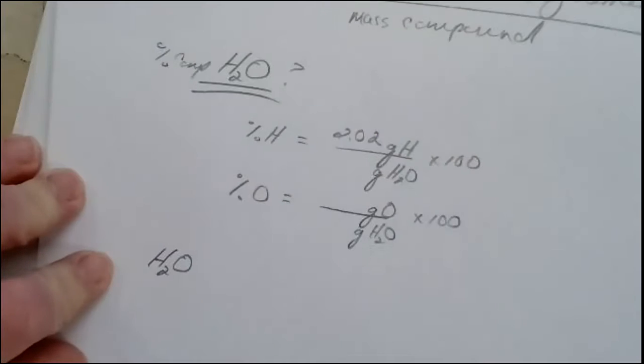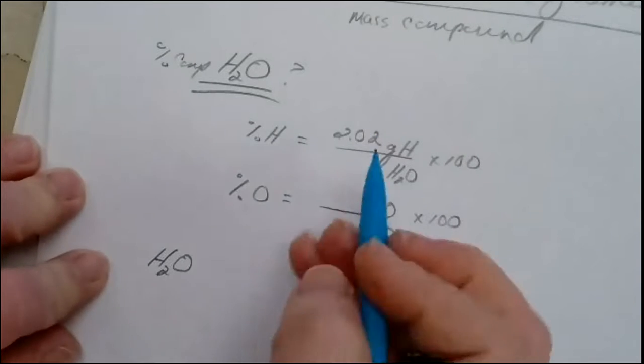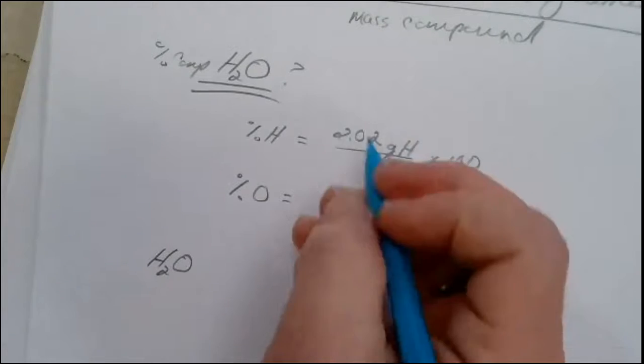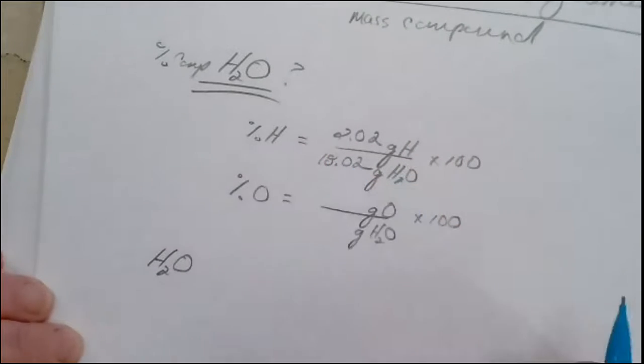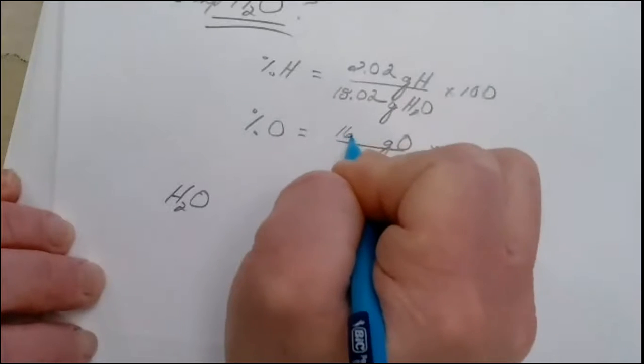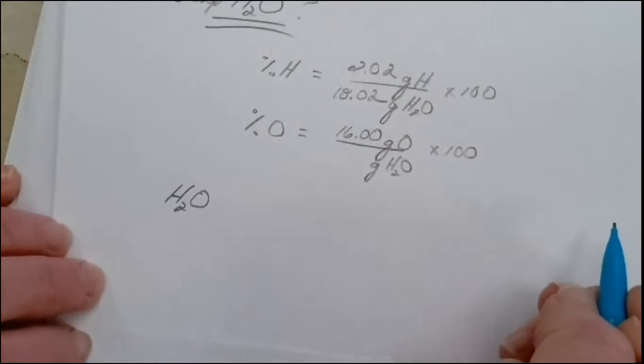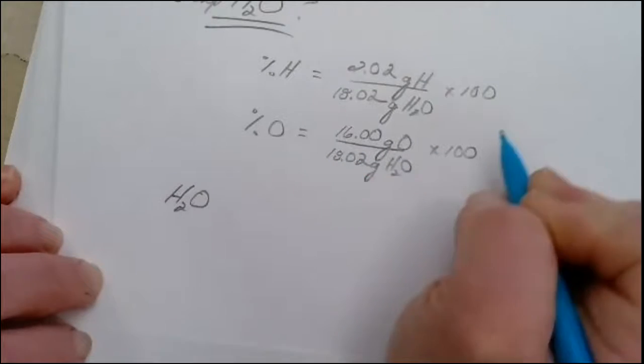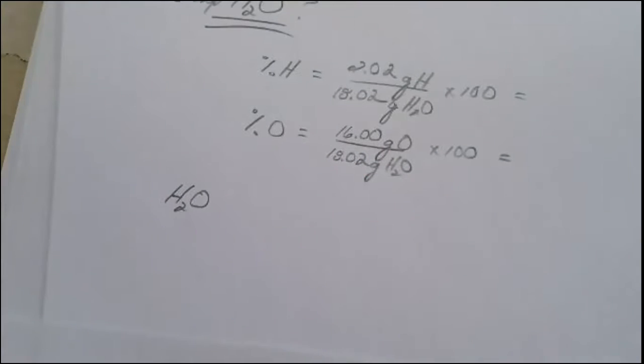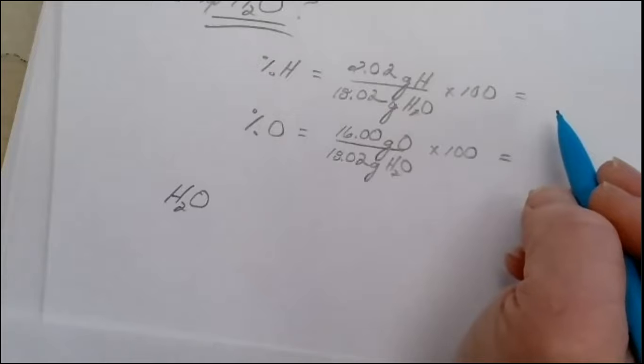2.02. And then when you add that to your oxygen, what is the formula mass of the entire thing? You got it. And then oxygen will be 16 divided by the 18.02. Avi, could you get our answers, please, sir? Then 0.21 for hydrogen. All right.